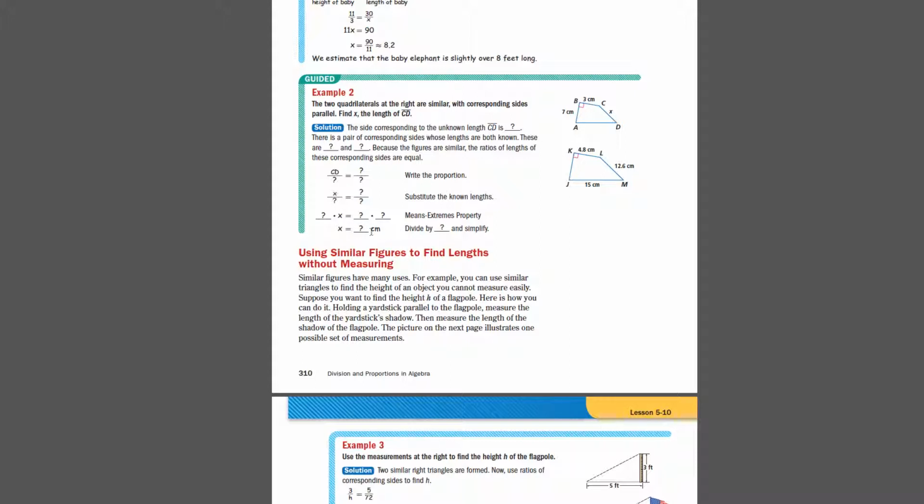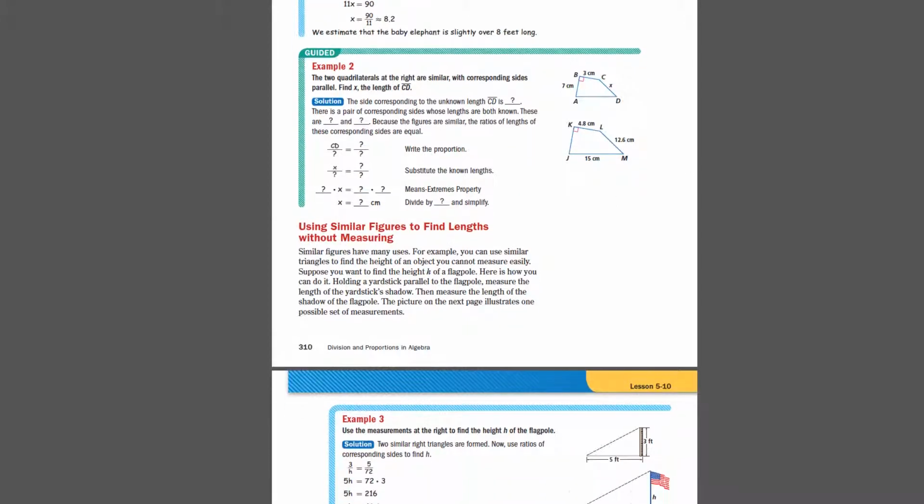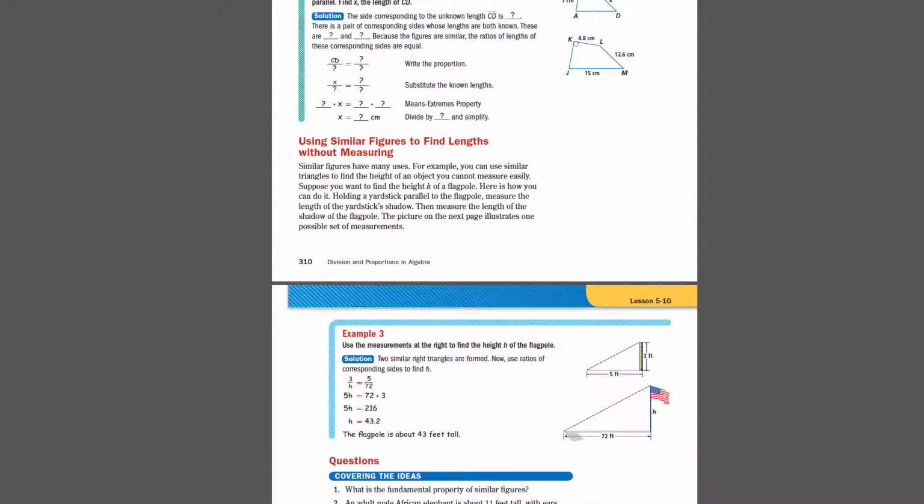So we can use this type of information and the corresponding parts to determine the unknown. And it's the idea that in similar figures, their ratios are the same. Now here in example 3, this one's interesting because you're going to be doing something like this in Death Valley, or on one of our biome trips, where we're using measurements to find out about things that are unknown to us. And this is this idea of similar triangles.